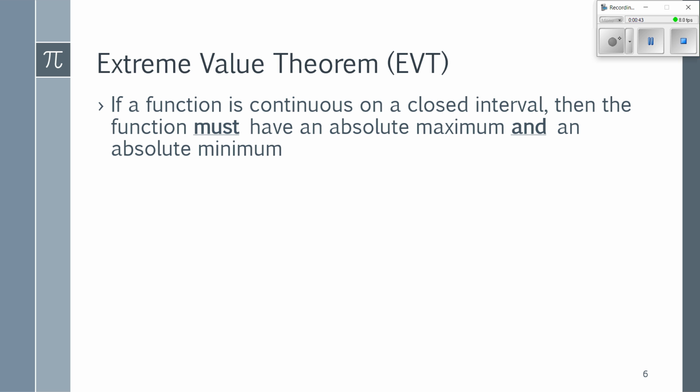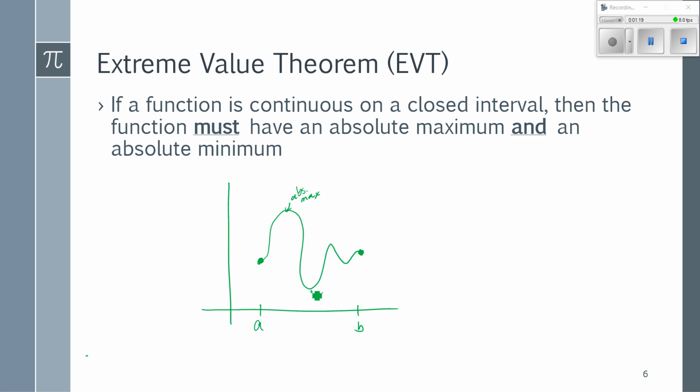So the extreme value theorem says that if a function is continuous on a closed interval, then the function must have an absolute maximum and an absolute minimum. And so this means that anytime I have a closed interval, so if I'm saying from A to B, if I have a function that is continuous throughout that entire interval, there must be an absolute max and there must be an absolute min. And I can see in this sketch, here's the absolute max, and here's the absolute min.